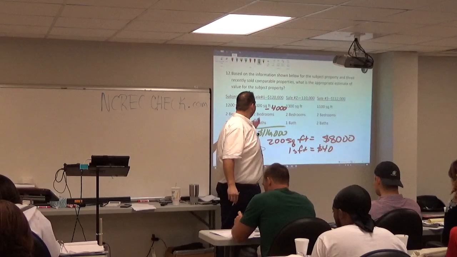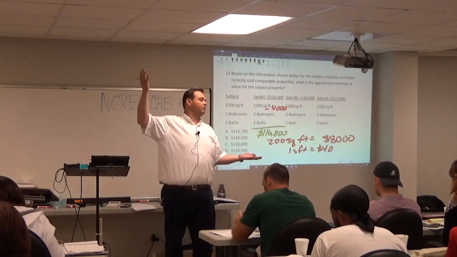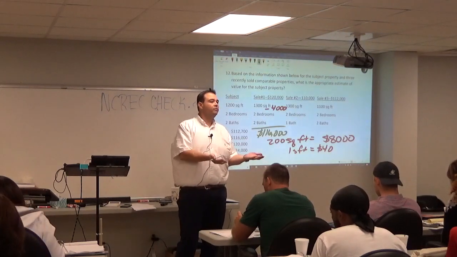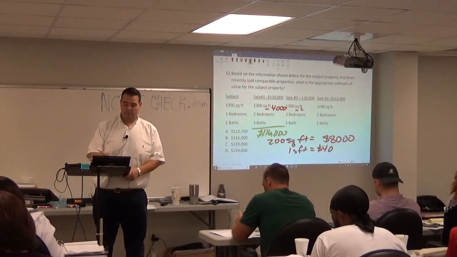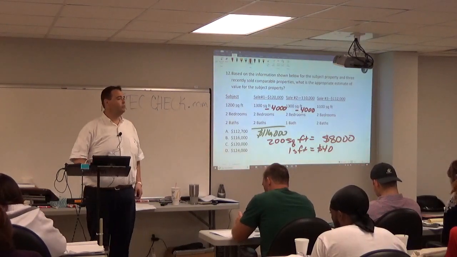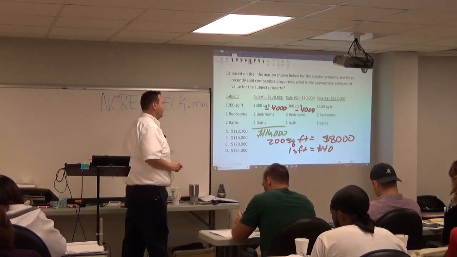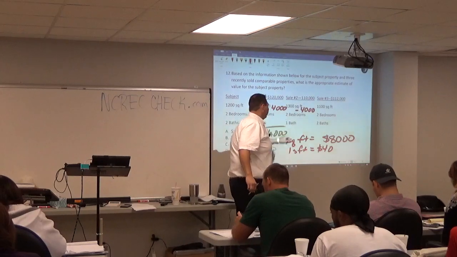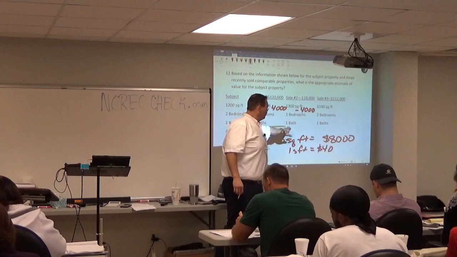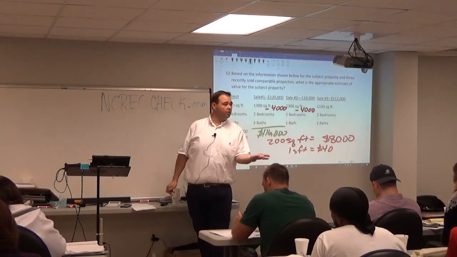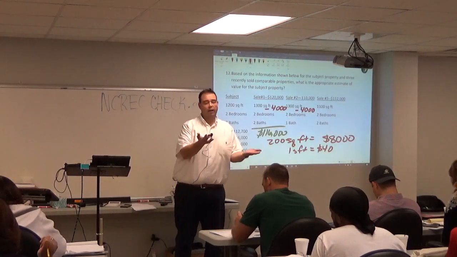So square footage. Subject property is 1,200 square feet. The comp is 1,300. Which way do we need to adjust? Down by how many square feet? 100. How much money is that worth? So that's minus $4,000. Do we need to make an adjustment for bedrooms? No. 2 and 2. Do we need to make an adjustment for bathrooms? Yes. 2 baths in my subject and 1 bath in my comp. Subject is 2. Comp is 1. So which way do we need to adjust? Up.